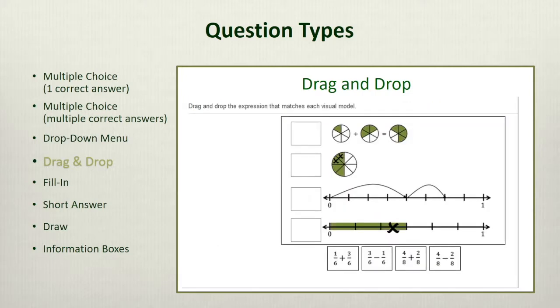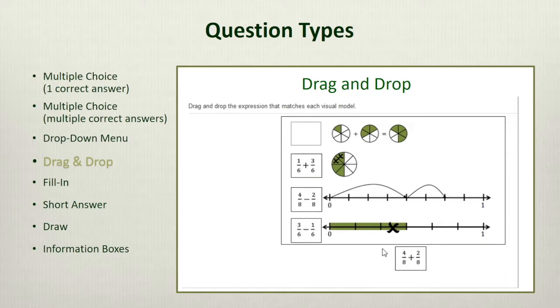Students may also be asked to use the drag and drop feature for matching. In this case, students are asked to drag and drop the expression that matches each visual fraction model. Students may rearrange the tiles until they are satisfied with their answer. And once again, all tiles must be in the correct place for the problem to be auto-scored as correct.